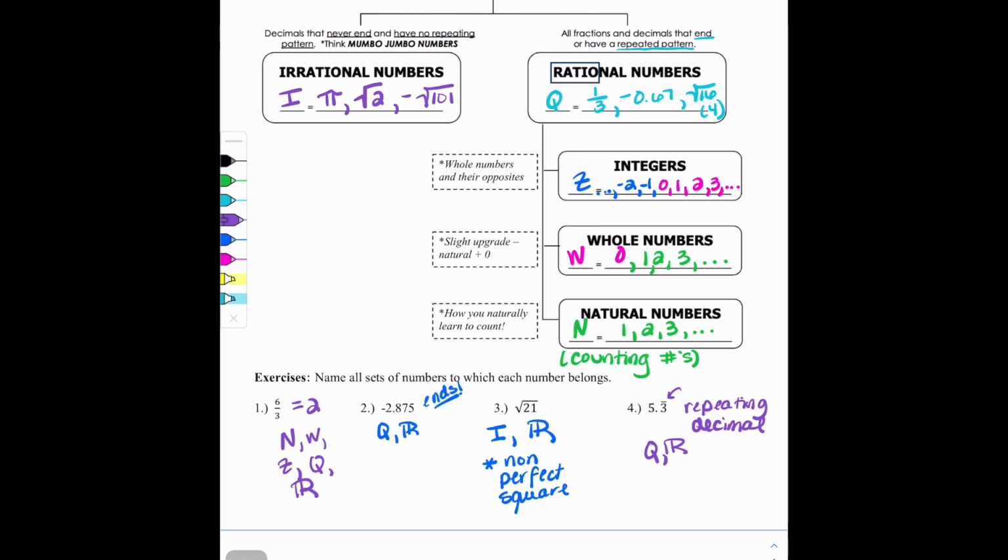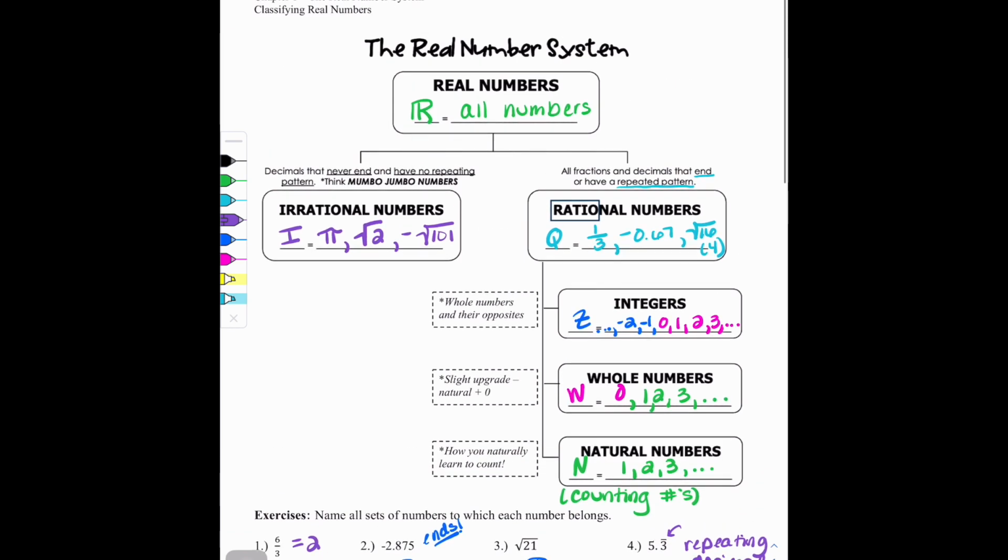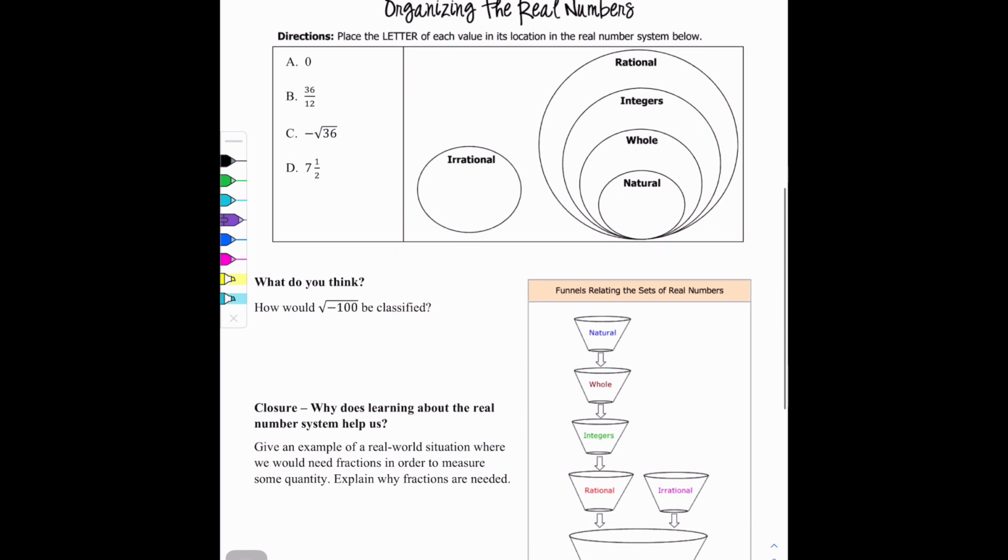Now, the first way that we showed you was one way to organize the real number system. We want to show you another way to organize it. So here you're looking at a Venn diagram. The directions say place the letter of each value in its location in the real number system below. So we'll start with letter A. Letter A is 0. So if I think about 0, when I learned to count, I started with 1, 2, 3. That's the natural numbers. We added 0 in order to get the whole numbers.